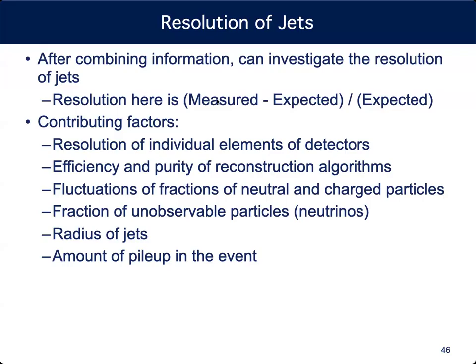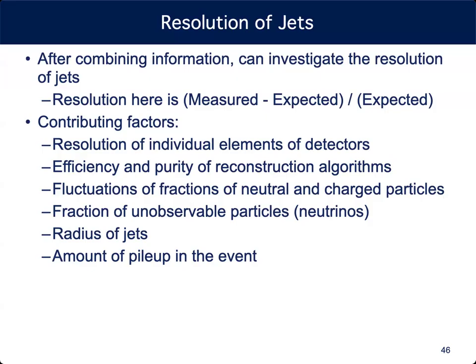You can also have natural fluctuations of neutral and charged particles. I told you it's most of the time pions, and most of the time 2/3 charged and 1/3 neutral. That's not exactly always the case, right? That's only true on average. So there are fluctuations that you have to account for, naturally occurring from the different radiation profiles in QCD. And jets will also have some fraction of unobservable particles like neutrinos, or something that's just too soft to reconstruct.